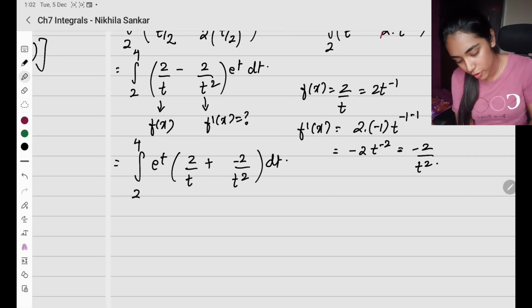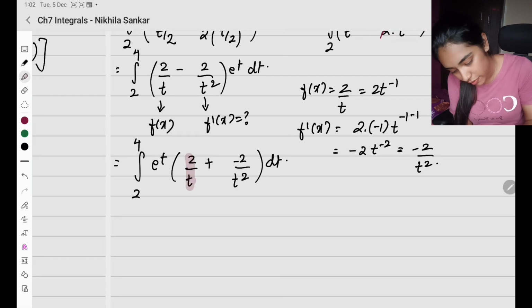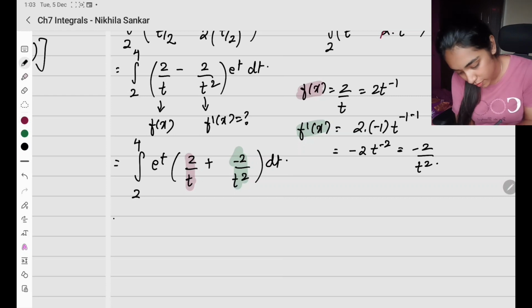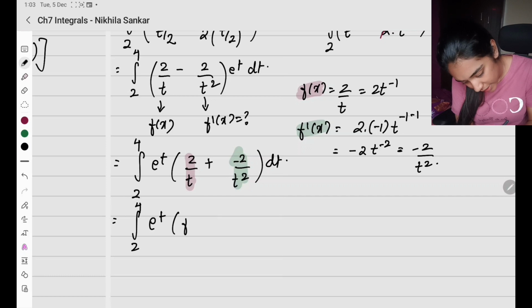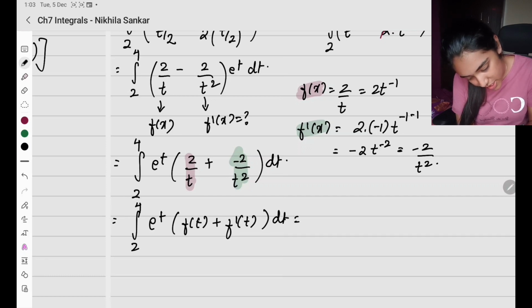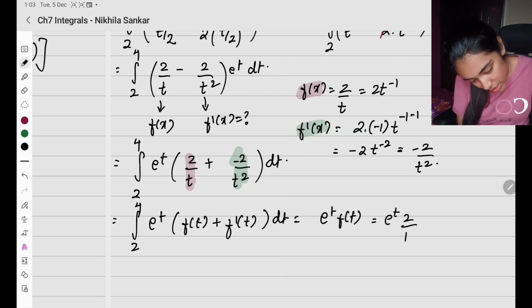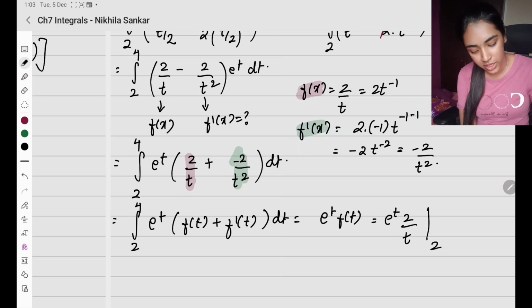So this is of the form that we need. So this is my f of x and this is my f dash of x. So f of x, f dash of x is going to be this. So this is of the form integral 2 to 4, e to the t times f of t plus f dash of t times dt, which is going to be e to the t f of t, which is going to be e to the t, 2 divided by t, from 2 to 4.